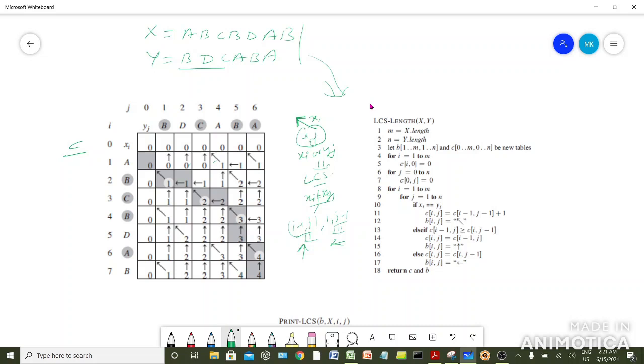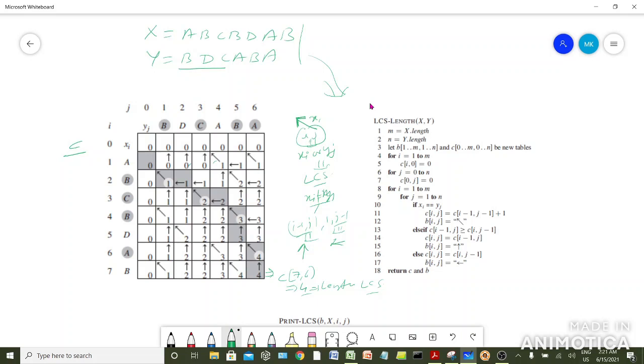Fine. Now we are at this entry which is equal to C of 7 and 6. So it gives 4 as the length of LCS. The length of LCS is equal to 4.